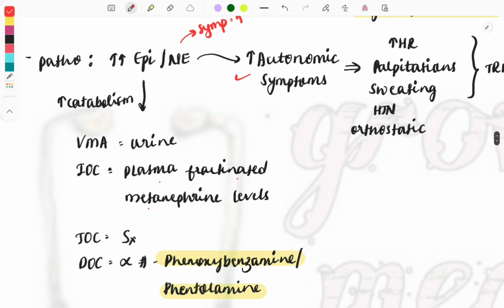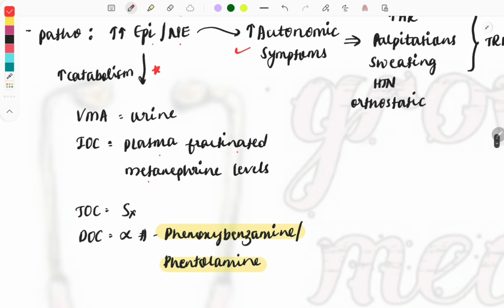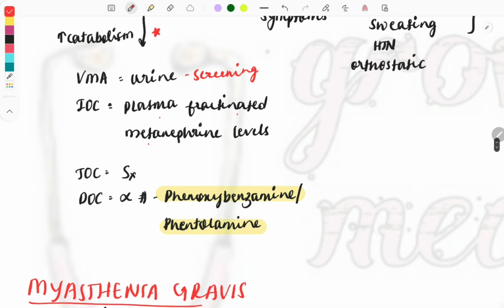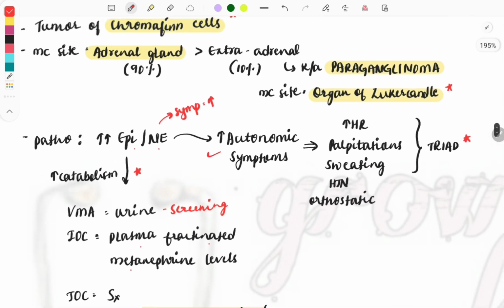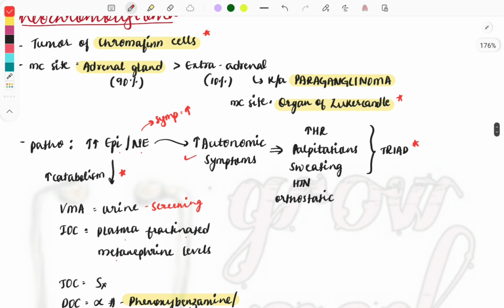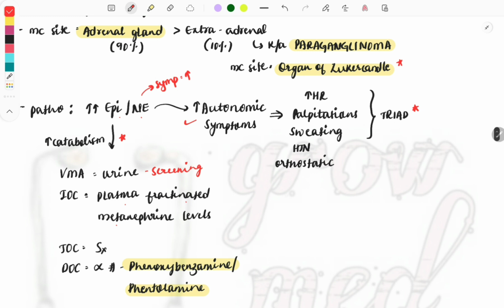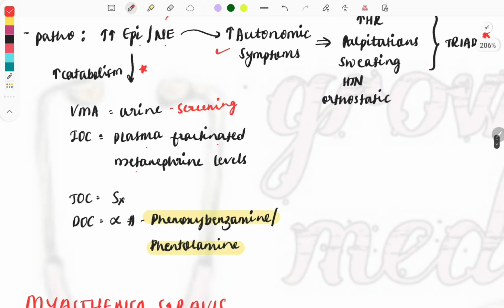So the pathology behind this is that due to the increased epinephrine and norepinephrine, their catabolism also increases, right? So you can see vanillylmandelic acid in the urine, which is the screening test for the pheochromocytoma, whereas the investigation of choice will be plasma fractionated metanephrine levels. Okay, so these are the things which you must know. All the points which I've discussed here are all MCQs, PYQs. Chromaffin cells, a PYQ. Paraganglioma, a PYQ. This triad, PYQ. Then catabolism, VMA, this was a PYQ. Investigation of choice, this was a PYQ.